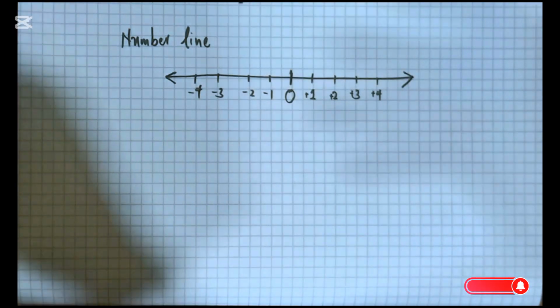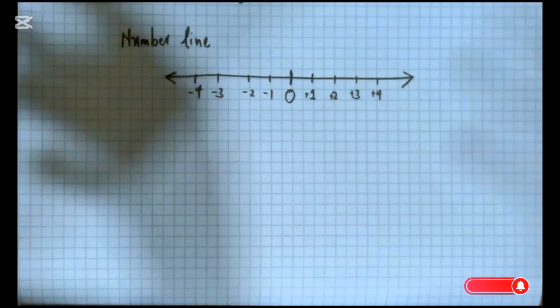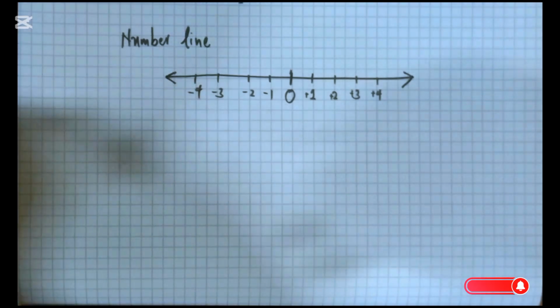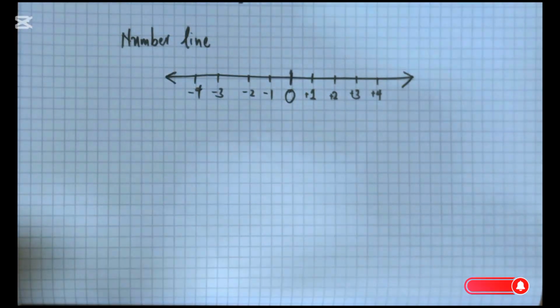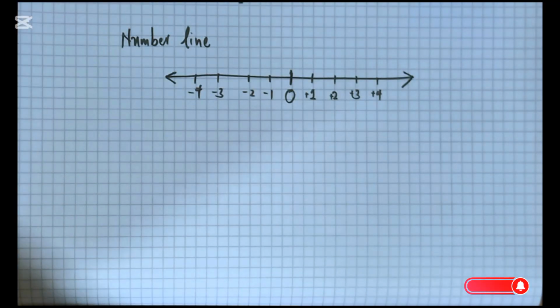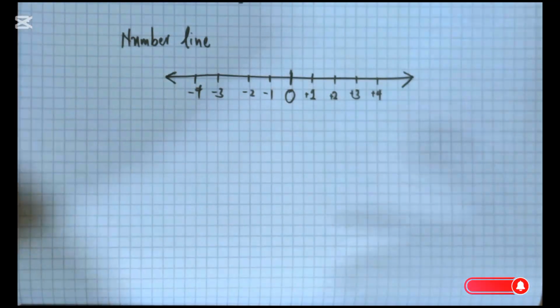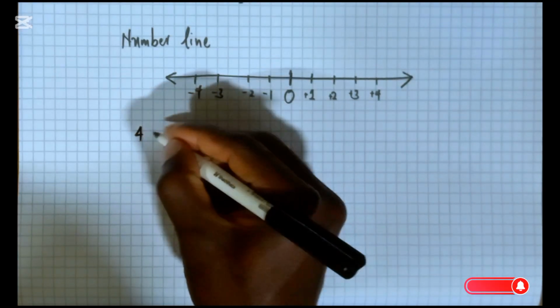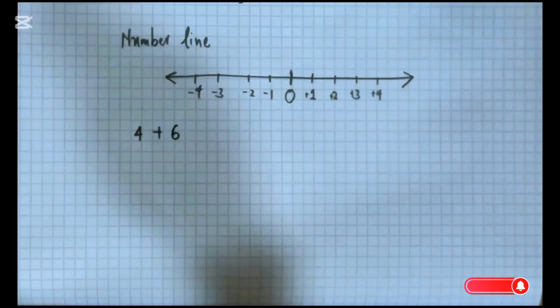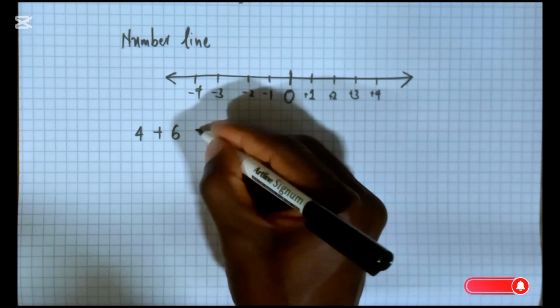So I want us to actually use this number line that I've drawn here to represent a sum of two numbers, which is very easy. So I want us to represent 4 plus 6. All right, 4 plus 6. We already know that 4 plus 6 is going to be 10.